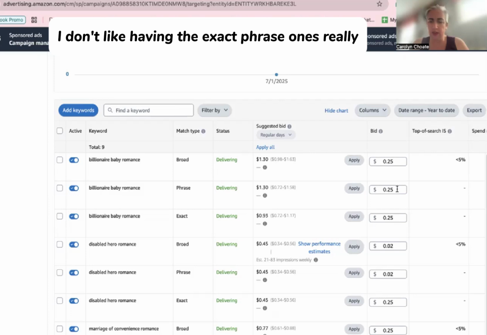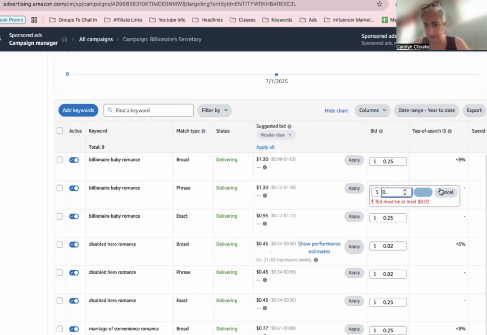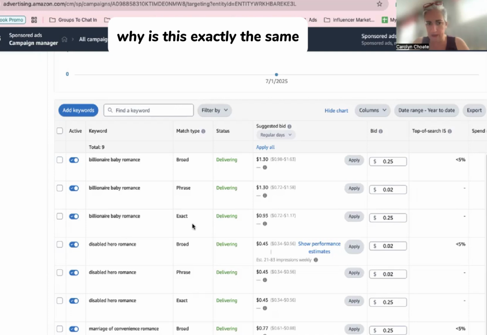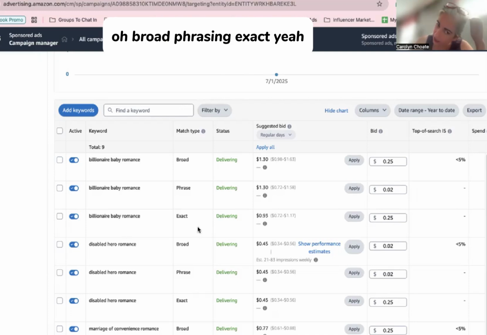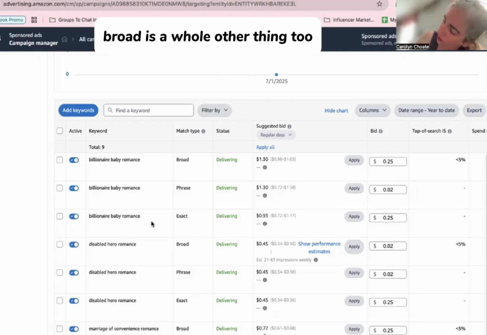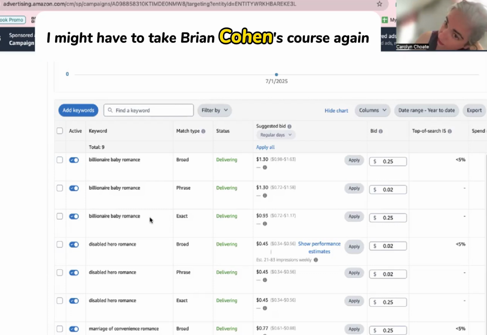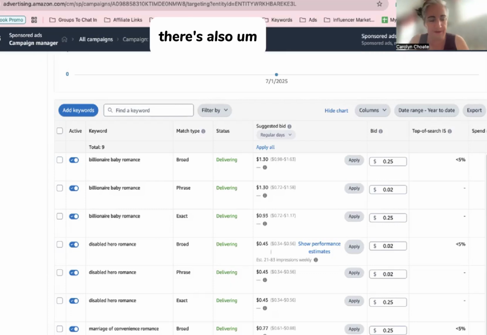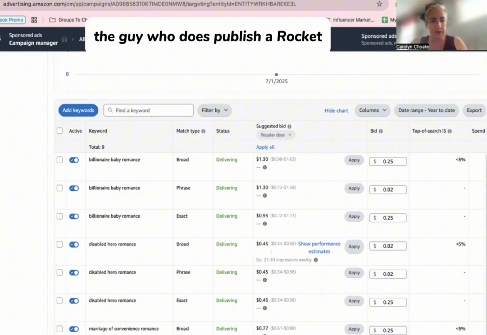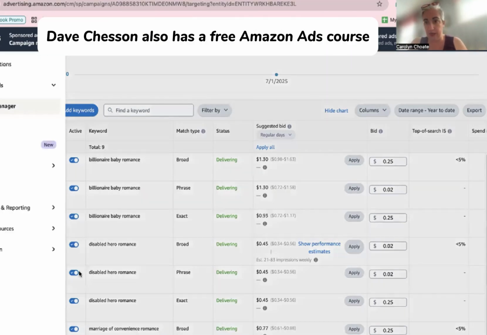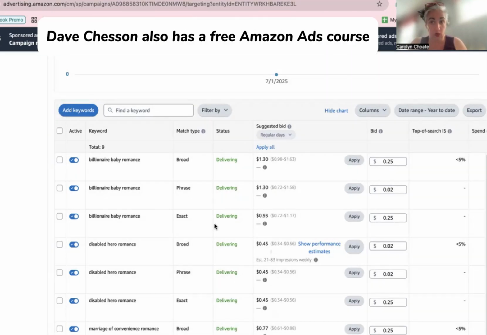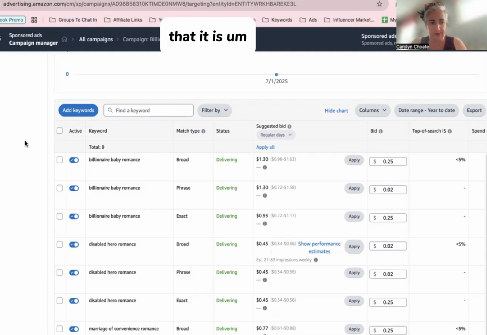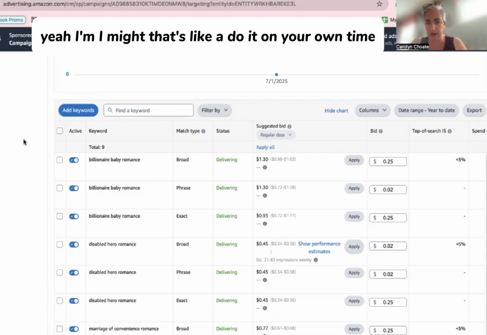Don't like having the exact phrase ones, really. Why is this exactly the same? Oh, broad, phrase, and exact. Yeah, broad is a whole other thing too. I might have to take Brian Cohen's course again because I don't remember all of it. There's also the guy who does Publisher Rocket, Dave Chesson, who also has a free Amazon Ads course that is, yeah, a do it on your own time.